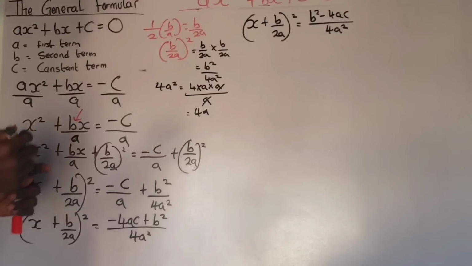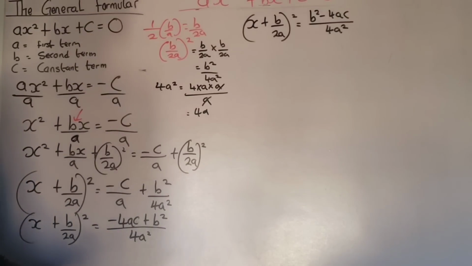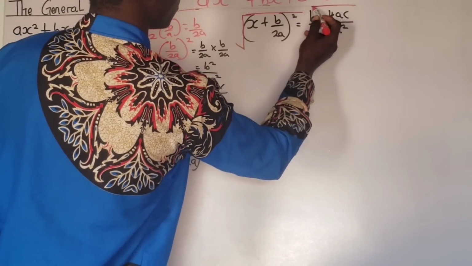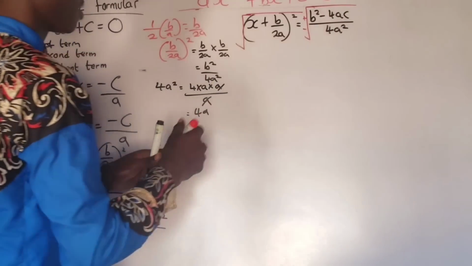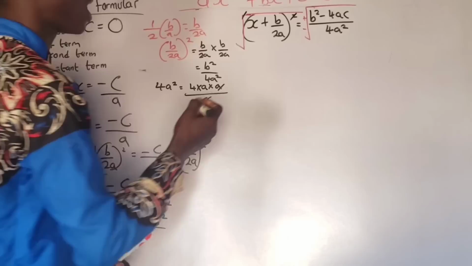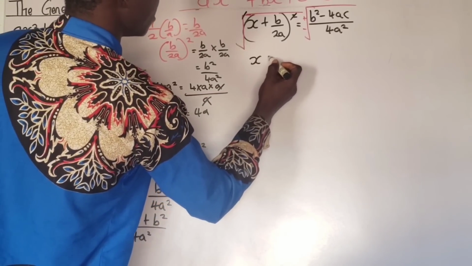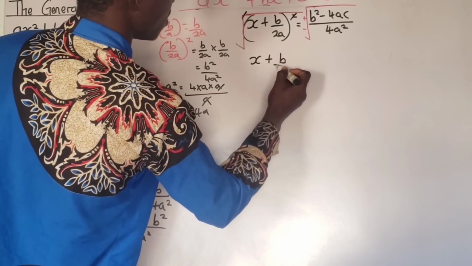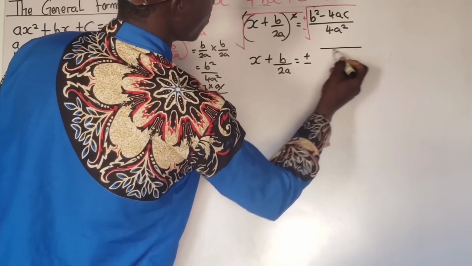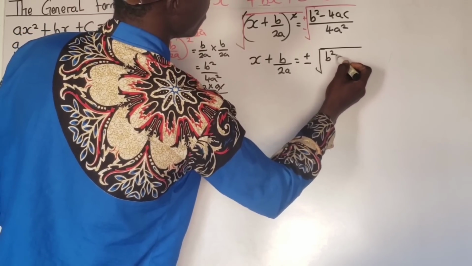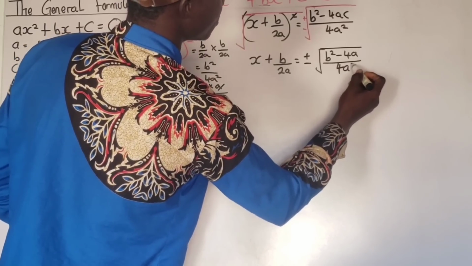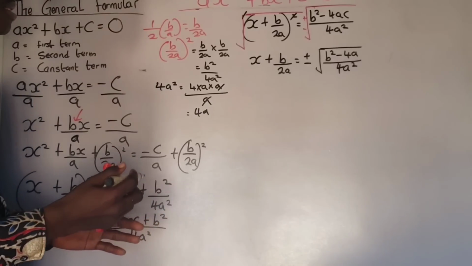The next step is that we have to take the square root of both sides. So I'm going to have the square root here. I'm going to root this also. Now, this square will be cancelled by this square root. So I'm left with x plus b all over 2a equals to plus minus square root of b squared minus 4ac all over 4a squared.